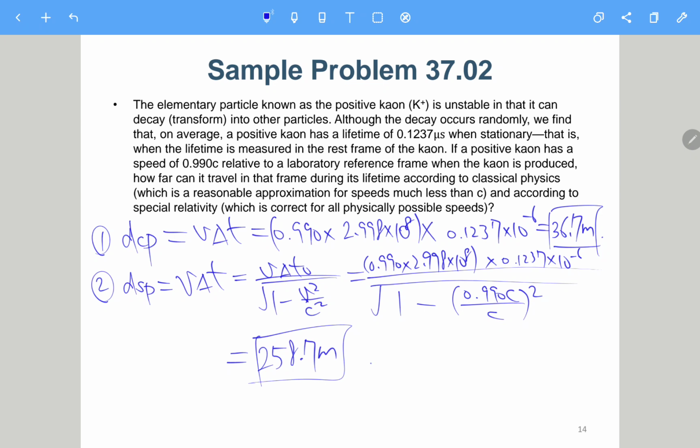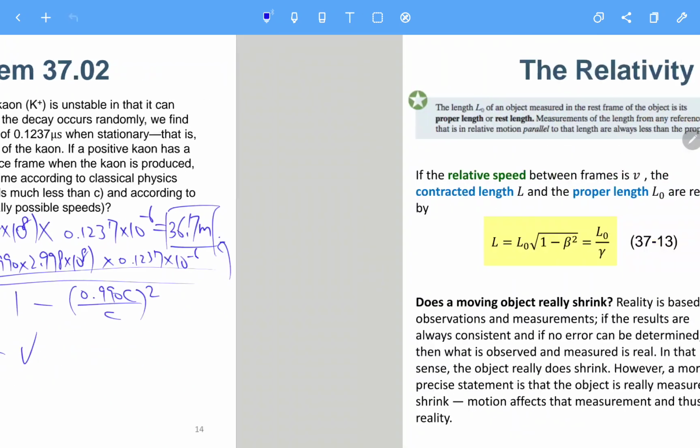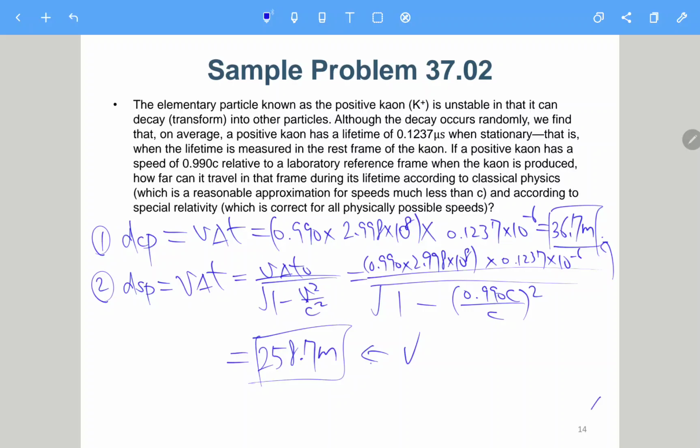Okay, so the distance is quite different, and of course the correct one should be the second one. This one is correct. The classical result will underestimate the distance. Okay, so let us stop here today, and I'll see you tomorrow.